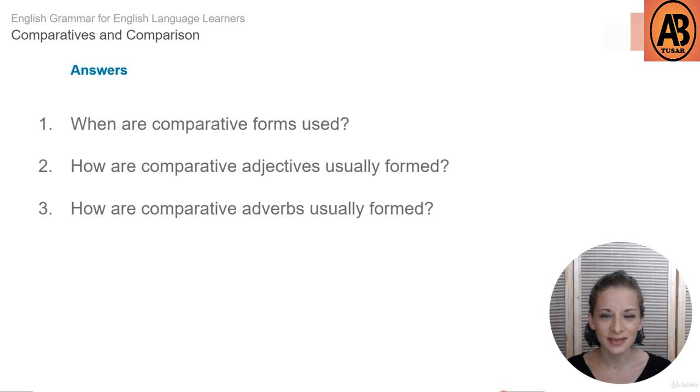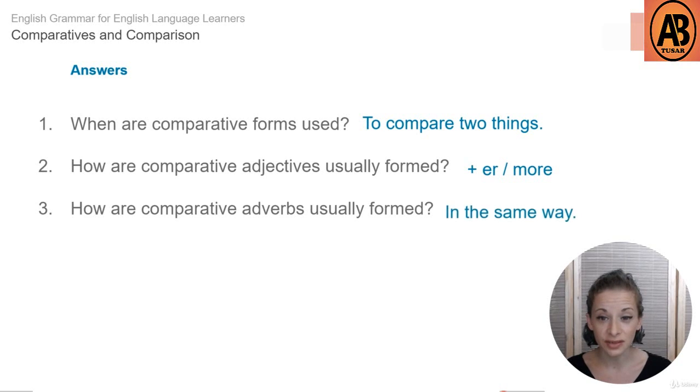So how did you get on with those questions that I showed you at the beginning? Question number 1, comparative forms are used to compare 2 things. Number 2 asked how comparative adjectives are usually formed, and that's by adding er to the adjective or using more before the adjective. 3 asked how comparative adverbs are usually formed, and we form comparative adverbs in the same way as comparative adjectives. How did you get on?